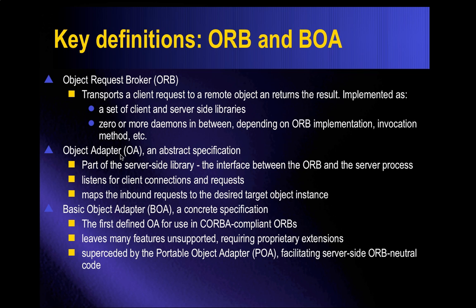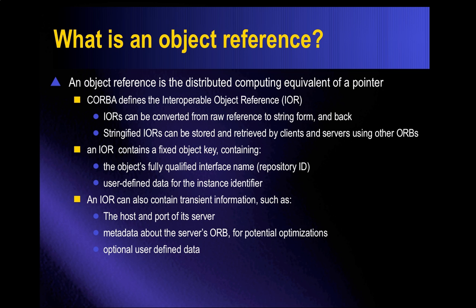Object adapter, OA, abstract specification, part of the server-side library, interfaces with the ORB and the server processes. Basic object adapter, that's where the BOA comes into place, is a concrete specification, first defined OA for use with CORBA and compliant ORBs. Leaves many features unsupported, requiring proprietary extensions. Well, if it's unsupported, it means you have to fill it in in kind of an ad hoc nature. CORBA can actually be working in an ad hoc environment as well. It's not specifically just CORBA. I mean, you can actually work it with Java as well.